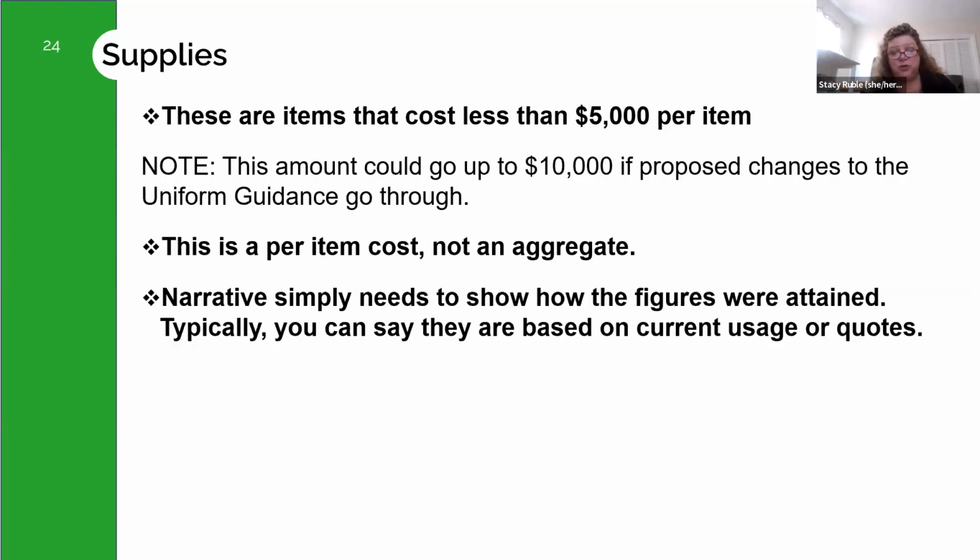Okay, like I said, I skipped equipment because chances are you're not going to be purchasing equipment. So supplies are going to be things that are less than $5,000. As I mentioned, that could go up to $10,000. This is a per item cost, not an aggregate. So if you're buying five $1,000 laptops, that is still a supply. The narrative simply needs to show how you attained your figures. Typically, you can say they're based on current usage or quotes that you've received for the costs. Next slide.